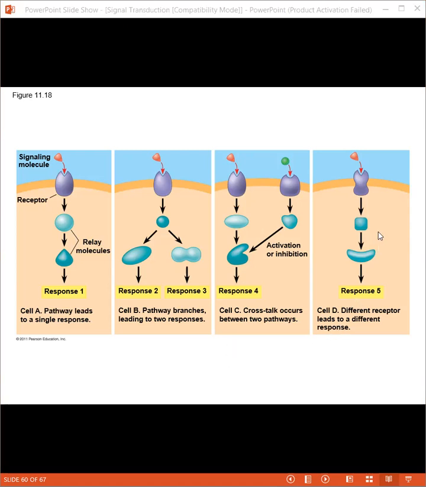And the fourth one explains that different receptors can lead to different responses. So obviously that is a very usual case, that not only one single receptor but multiple receptor molecules are present on the cell, and they can generate their individual effects or individual responses.